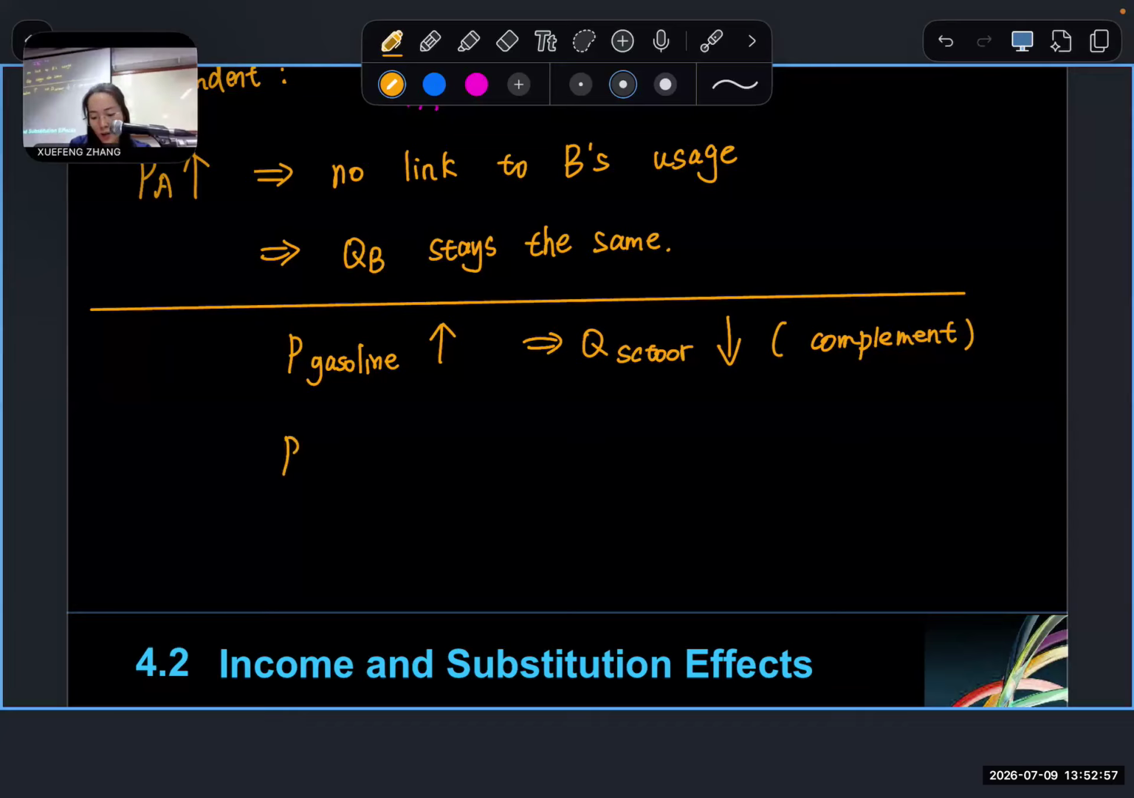And the other way around, if the price of gasoline increases, the quantity demanded for electric scooters will increase. So in this case, gasoline and electric scooters are substitutes, right?